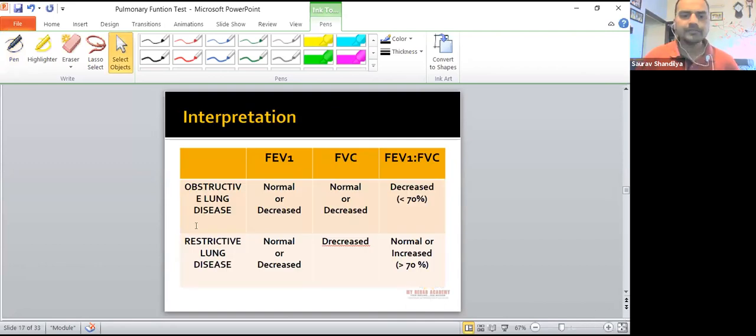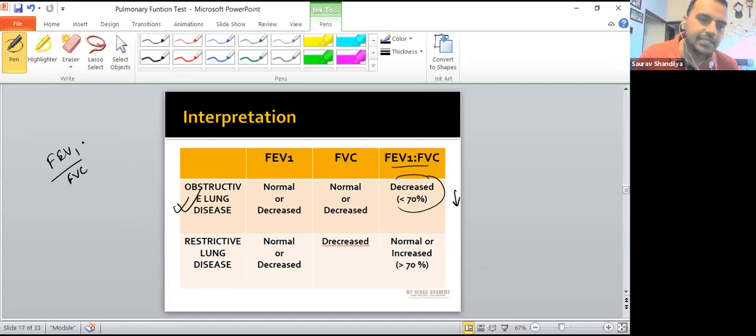So normal, if you see interpretation, the FEV1 to FVC ratio, what is called the Tiffeneau index also, I believe. This Tiffeneau index, okay, FEV1 to FVC ratio. So that is decreased 100% in obstructive lung disorder. Okay, whether it's a mild or higher obstruction, it will be reduced. No doubt about it, this will definitely be reduced because of FEV1 and FVC.